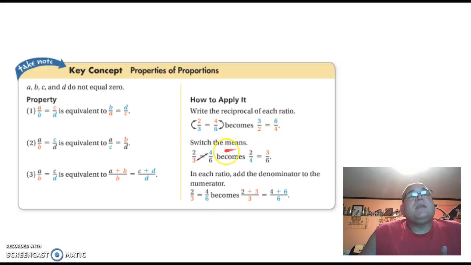We can switch the means. That means the means being the ones on this diagonal. If A to B is the same as C to D, then A to C is the same as B to D. We simply switch the means. 2 to 3 is the same as 4 to 6. Well, I switch the 3 and the 4. And finally, we can add the same denominator to each side. If A to B equals C to D, then A plus B to B is the same as C plus D to D.